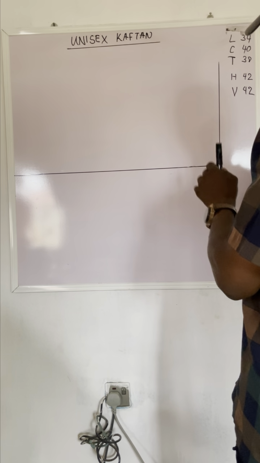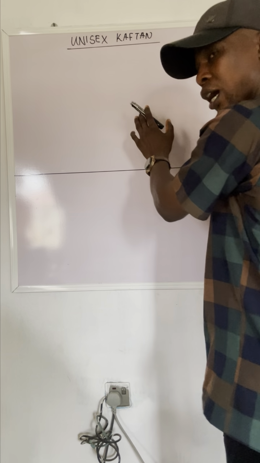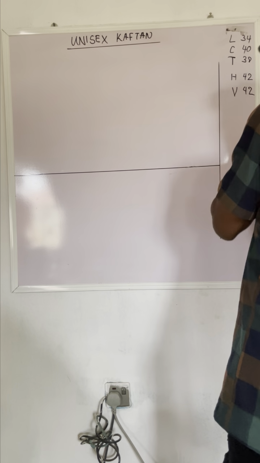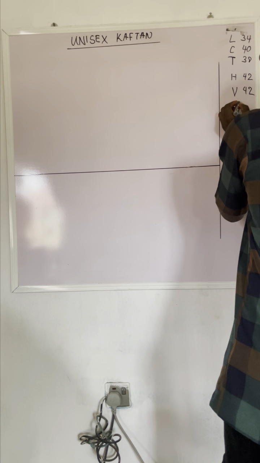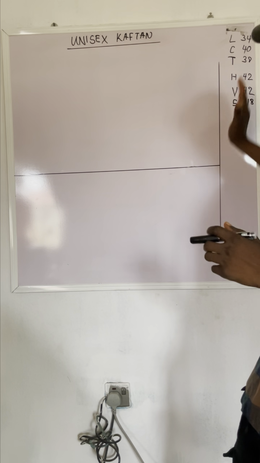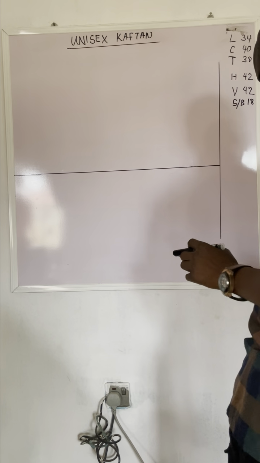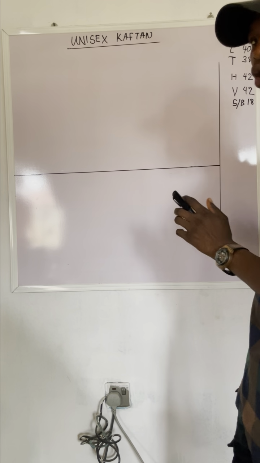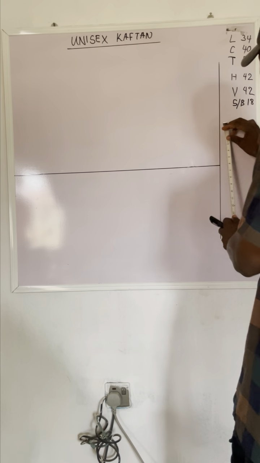Now, the first thing you want to do after folding the fabric is take the shoulder measurement. Sorry, I forgot to add the shoulder measurement. The shoulder measurement for this kaftan is 18. So after drawing this line on the fabric, the first thing you want to determine is your shoulder measurement. We have folded the fabrics into two already, so we are going to divide this 18 by 2. It will give us 9.